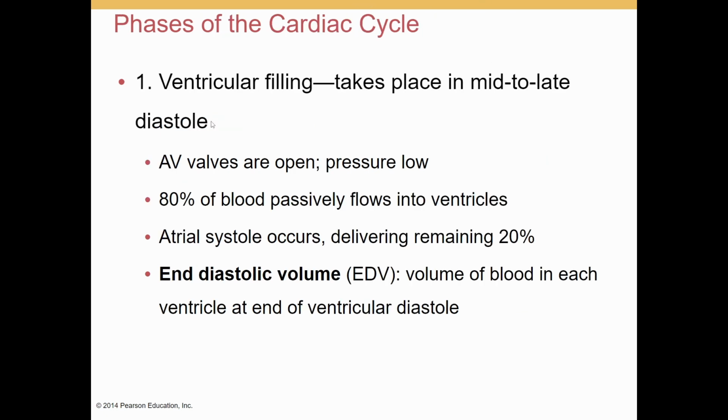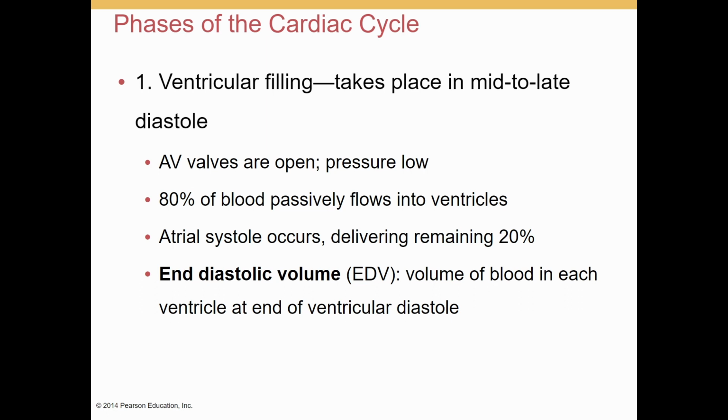We begin with ventricular filling, and this is a passive state. It occurs when both the atria and the ventricles are in diastole. They're both relaxed. All the AV valves are open, the tricuspid and the mitral, and blood's coming back to the heart, entering the atria, and then passively flowing into the ventricles. About 80% of blood just passively flows into our pumping chambers, or the ventricles.